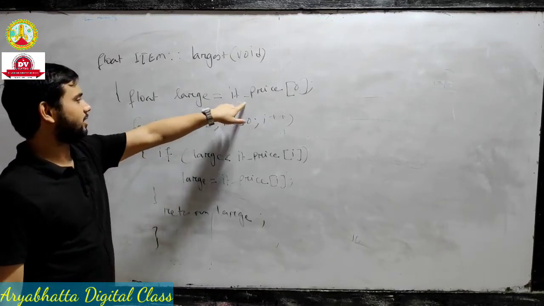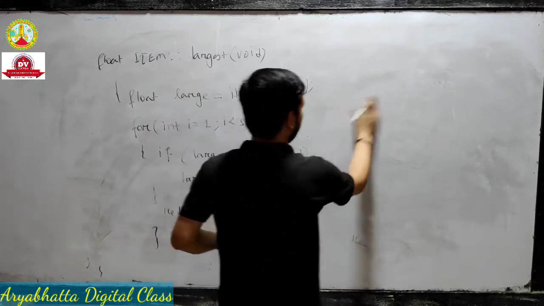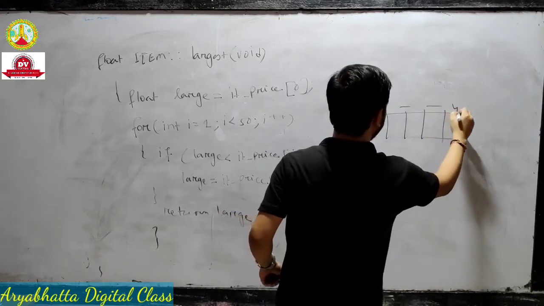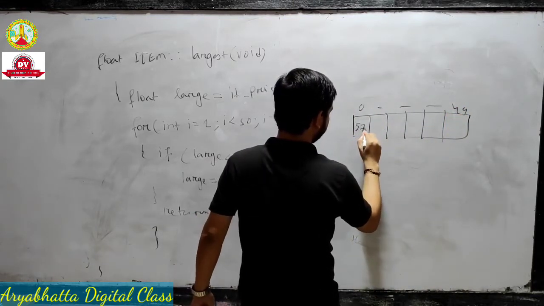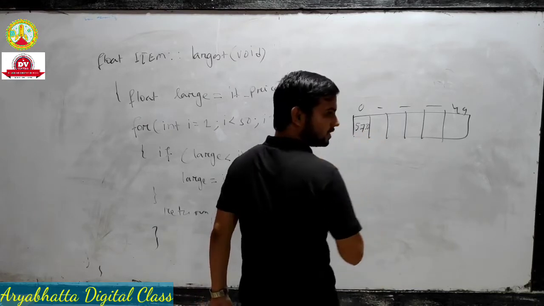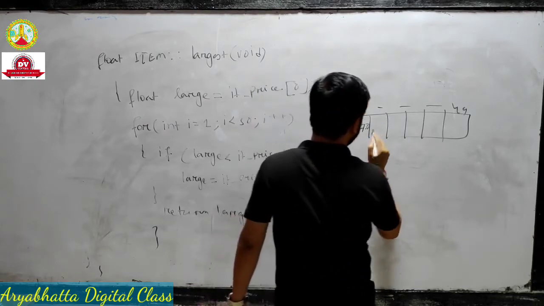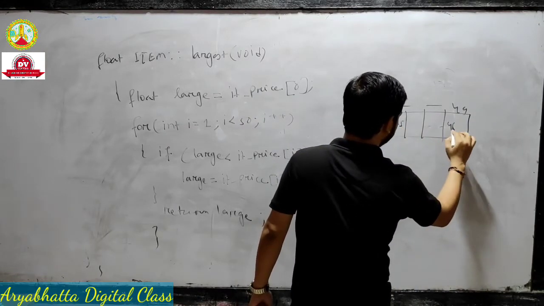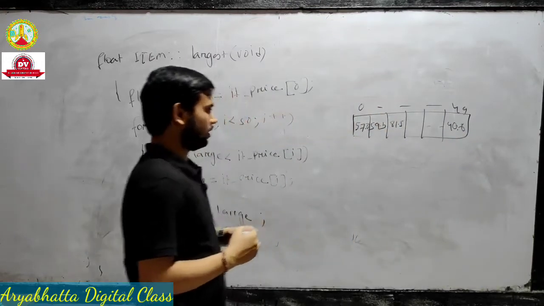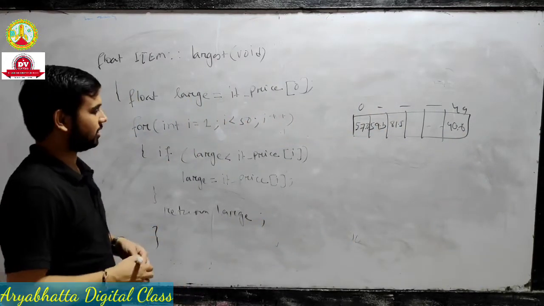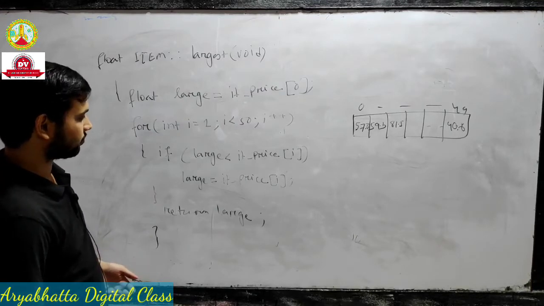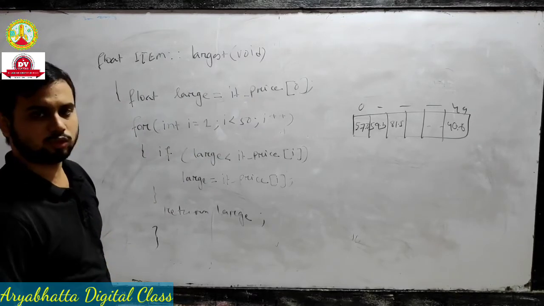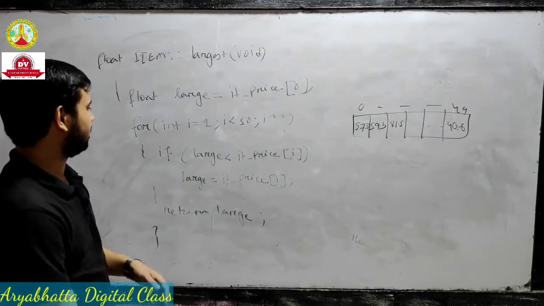Float large is equal to it_price[0]. Suppose this is an array, again index from 0 to 49, and suppose the first item price is 57.0, means 57. We take 0.0 because we take the float data type. The second one is 59.3, the third one is 81.5 like that, okay, and the last one is 90.6. Just assume these values, these are user defined prices. Then how will it operate, how will it function, and it will show you the largest price.